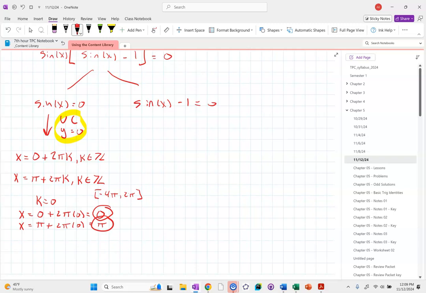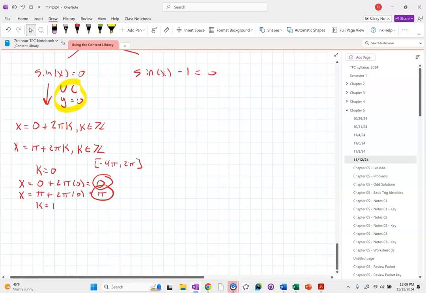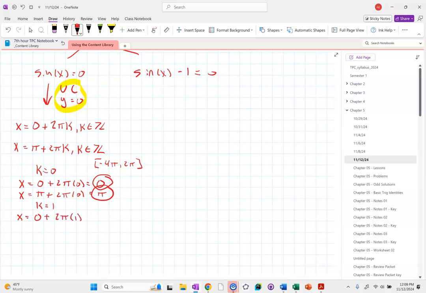Now I'm going to try the next biggest k. So let's say k equals 1. So 0 plus 2 pi times 1, well, that's just 2 pi. And then pi plus 2 pi times 1, well, that's 3 pi. Well, 3 pi is too big, right? So that one doesn't count. Should I count 2 pi? Does the bracket mean I count it or not? The bracket means it is included, so I'm going to count that as well.